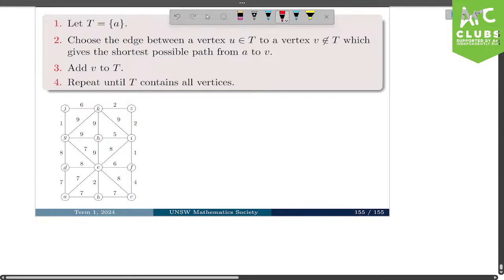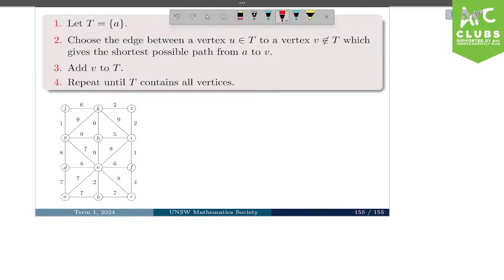To clarify, we want to add a V such that the path from A to V is shortest, not the edge weight. So we first start off at A, and we add the weights 7, 7, and 7 like that. Or you add the vertices D, E, and H, because they're of shortest path 7, 7, 7.